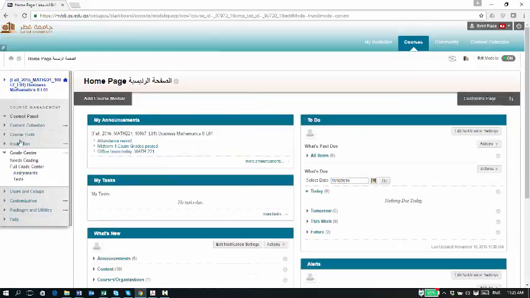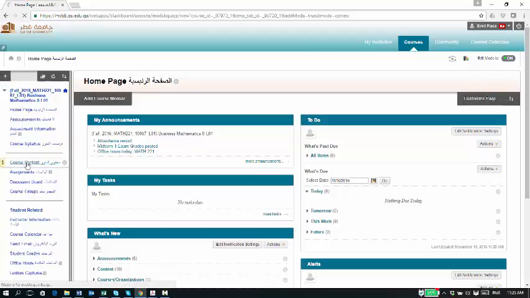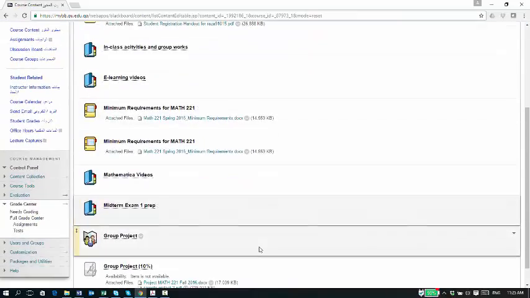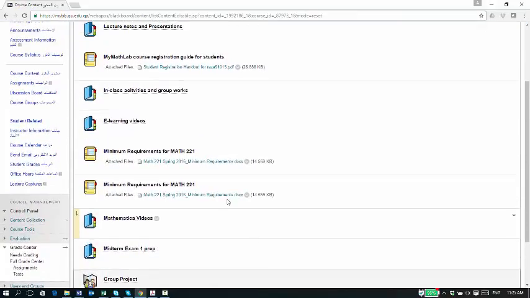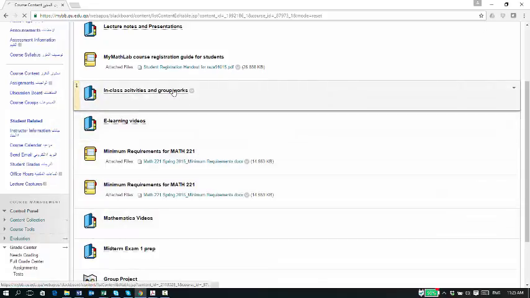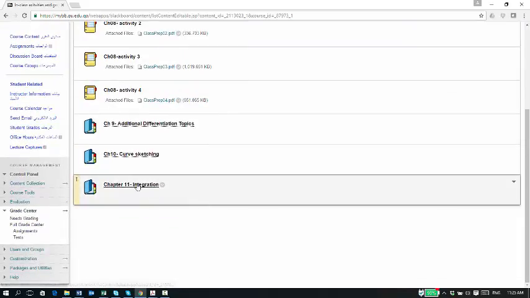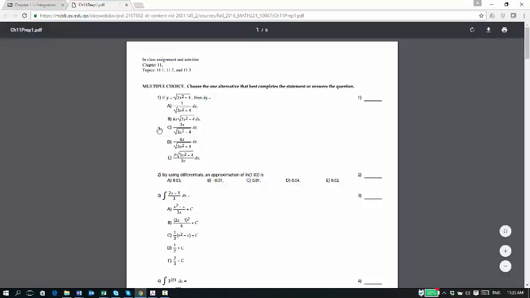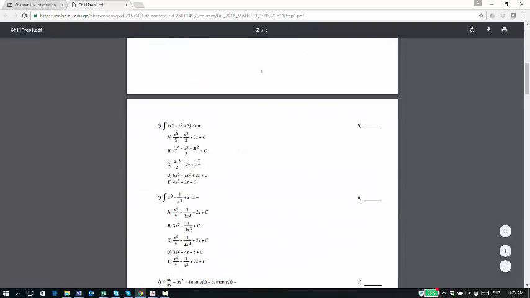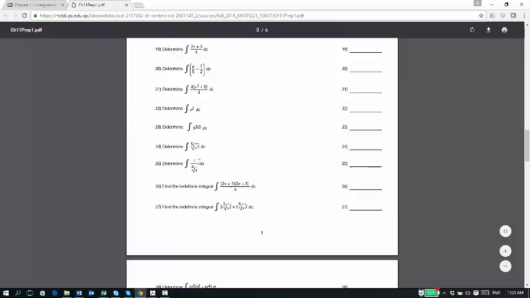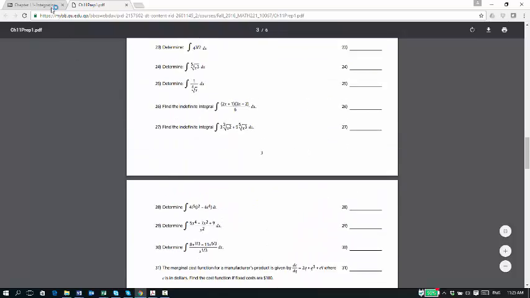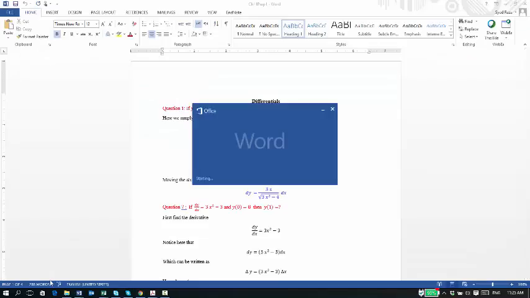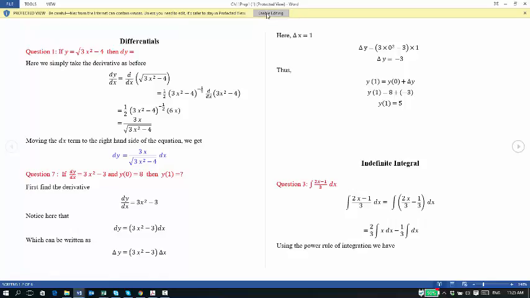So today we have a session on integration. We go to the content and look for the in-class activities, and we have the new chapter called integration, and we have a sheet for us to work. This sheet contains some questions. They are all related. I have solved a few for your information and understanding. So this is the sheet.